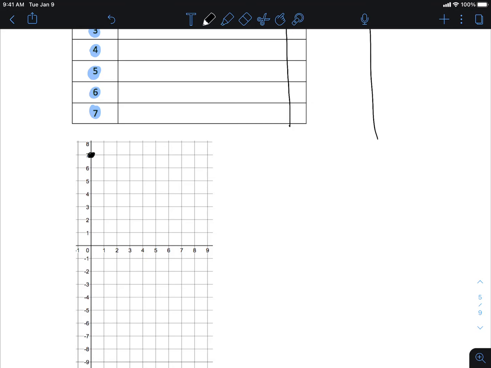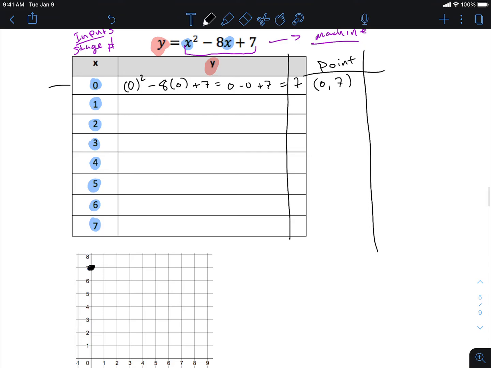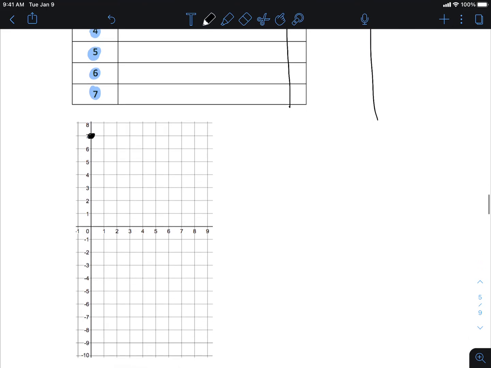Okay, you do it again. 1 squared minus 8 times 1 plus 7 is going to equal 1 minus 8 plus 7. 1 minus 8 is negative 7, plus 7 is going to be 0. So your input for this one is going to be 1 and 0. Well, where's 1, 0? Go plot that point. 1, 0 is right here. Okay, then you do it again.